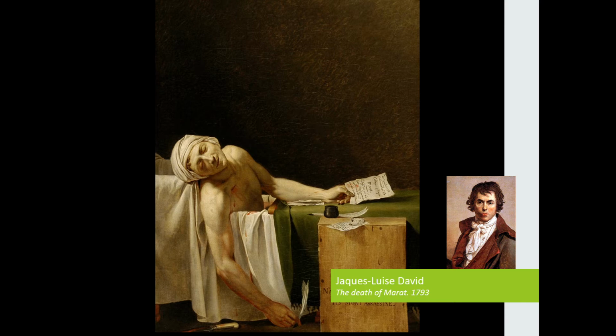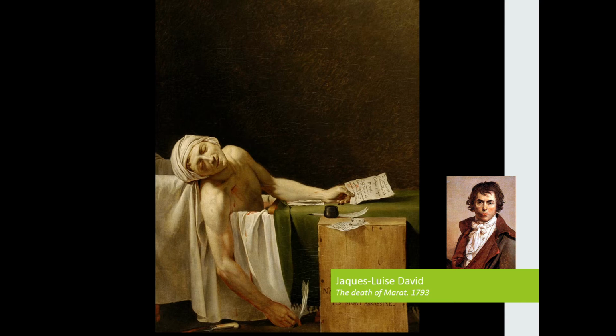And stupidly, if I may say this, one of the monarchs decided to assassinate Marat. So it was somebody that obviously was a friend or an acquaintance of Marat. They came in and killed him right there in his bathtub.